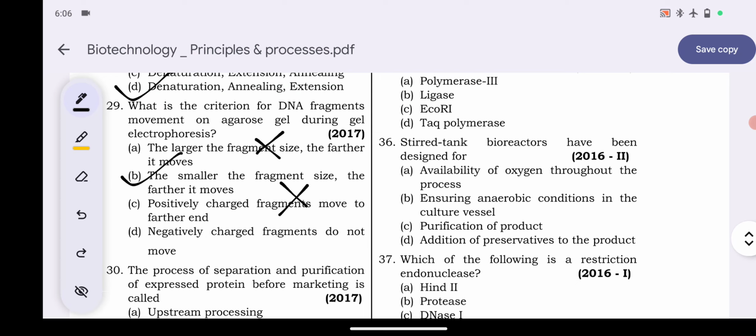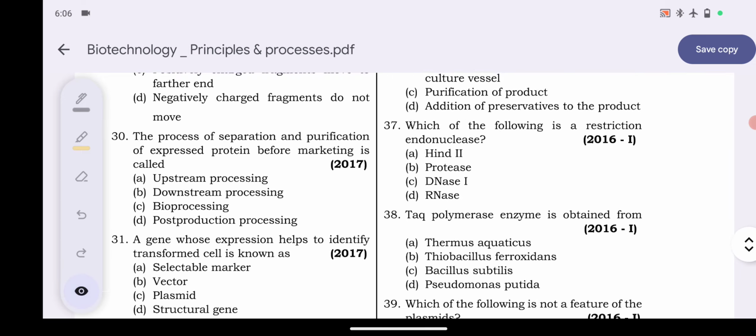Wrong one. Negatively charged fragments do not move. Wrong one. So B option is your answer. Explanation. The agarose gel's sieving function separates the DNA fragments according to their size. As a result, the smaller the piece, the farther it travels. So B option is the correct answer.